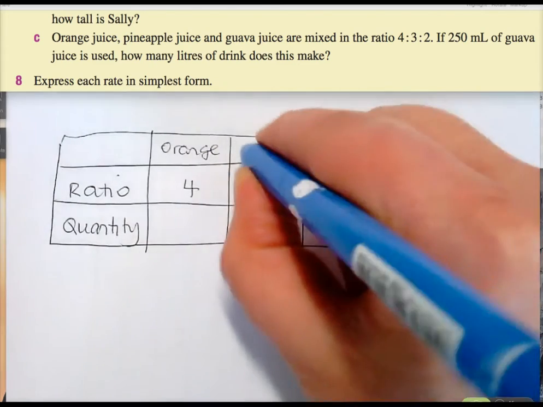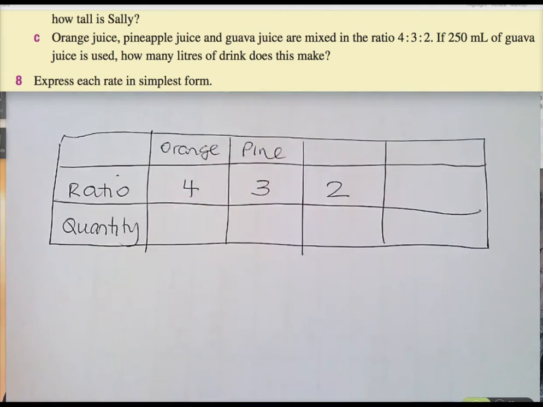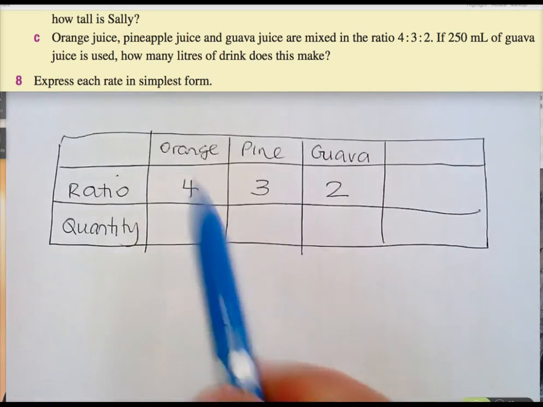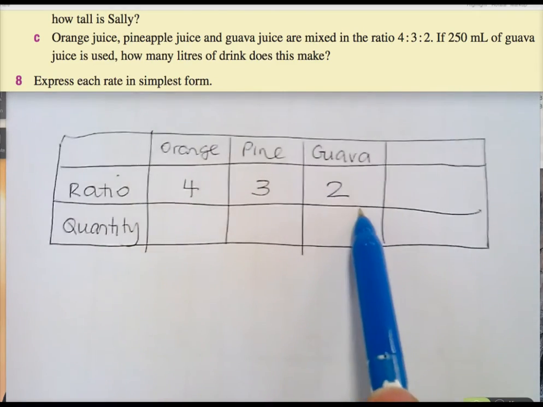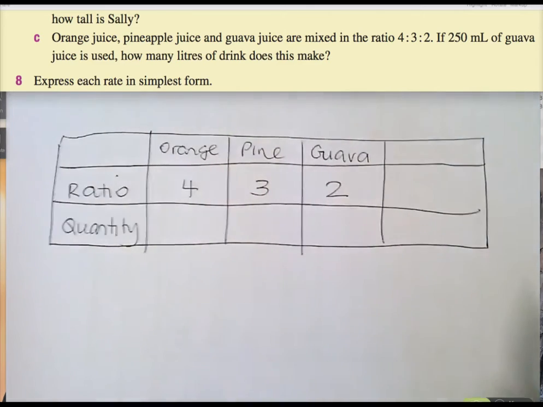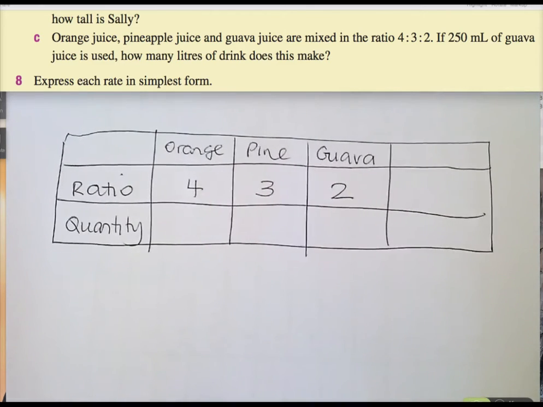Which one's next? I'll just go pineapple, and guava. So I know the ratio is 4 to 3 to 2. It has to be in the same order as how it's written. Orange to pineapple to guava. And then it says if 250 mils of guava is used.